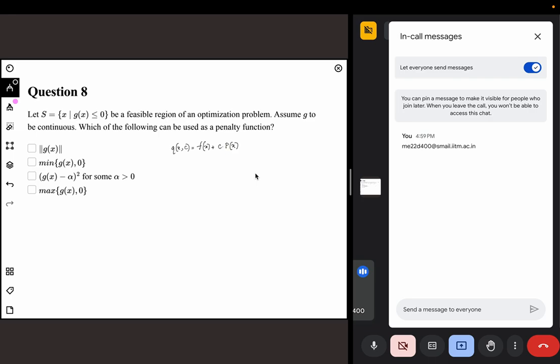So if I choose my penalty function, it should be such that when I minimize this q, the penalty function should go to 0 and I should be minimizing f of x. Then I can consider that particular function to be p of x.